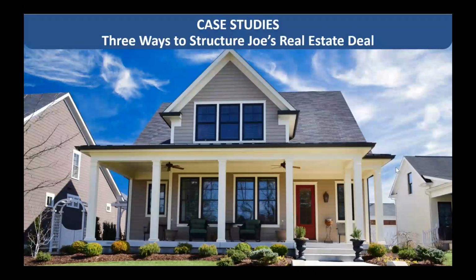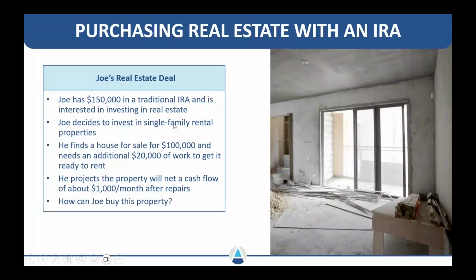So there. Okay, three ways to structure a real estate deal. Let's get cracking on this. So, purchasing real estate with an IRA, not using checkbook control. Joe has $150,000 in traditional IRA assets. He's interested in investing in real estate.